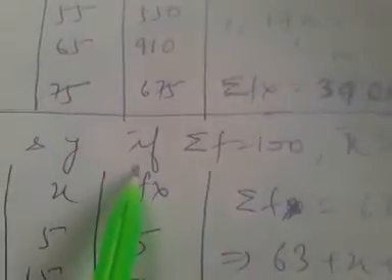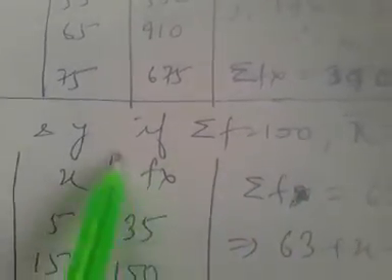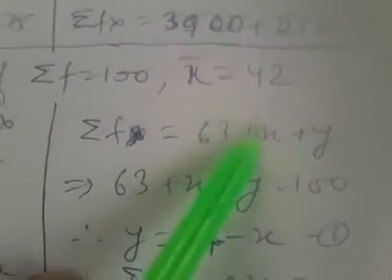But in that case, the question is a little bit different. Here you see the same question. In question number 2, we have to find out both x and y, where summation f is given to us, that is 100. It means that the total sum of frequencies is given, and mean is again 42.